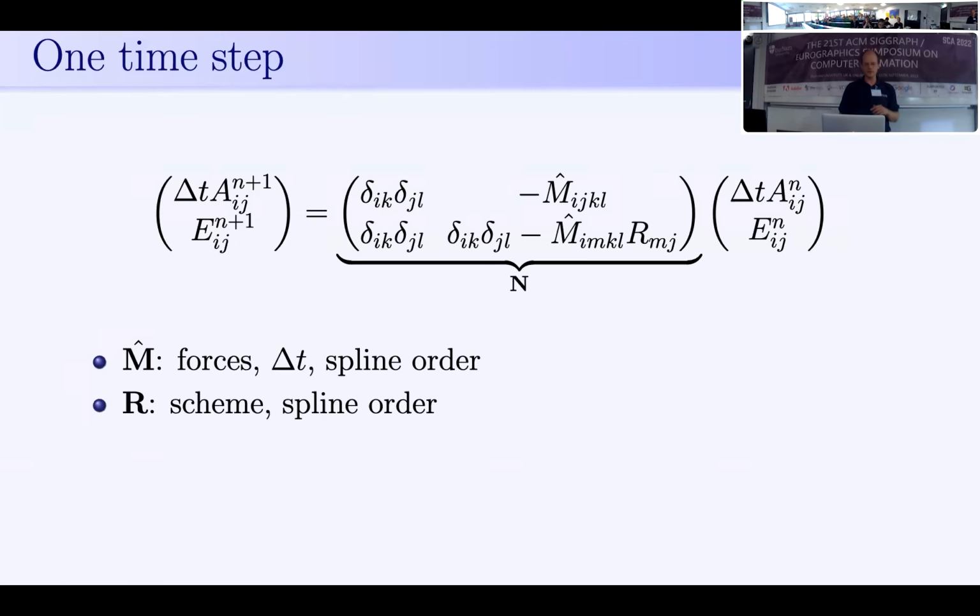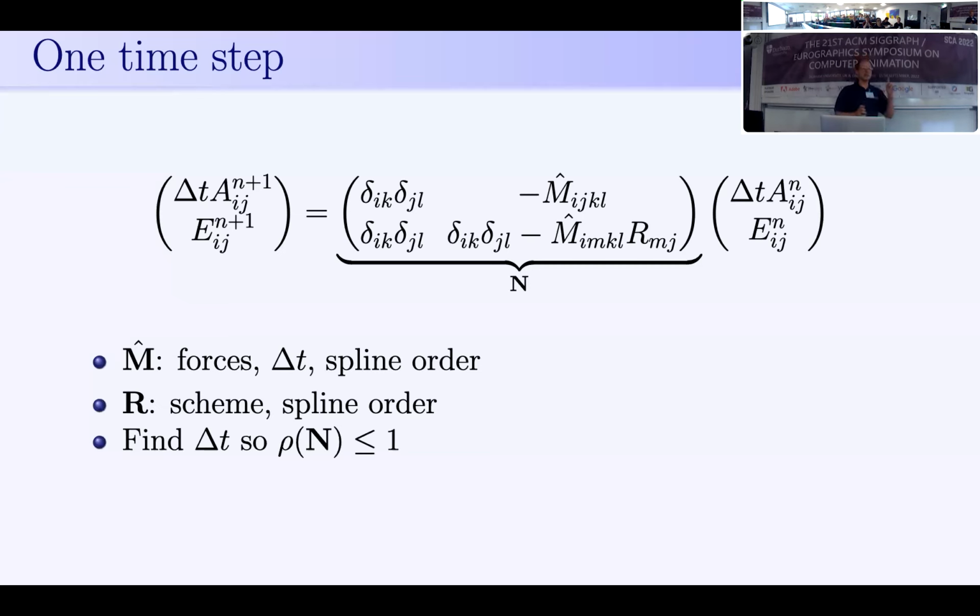A little bit of context. M is encoding the forces. It encodes the dt. So this N is a function of dt. It also includes a little bit of information about the spline. It's fine. R encodes the scheme that we're using and also some spline order stuff.